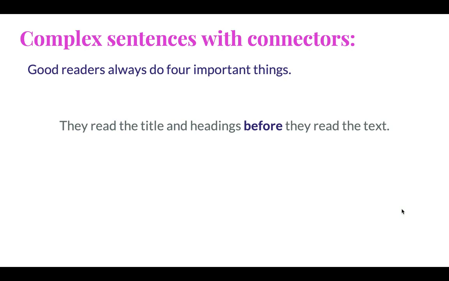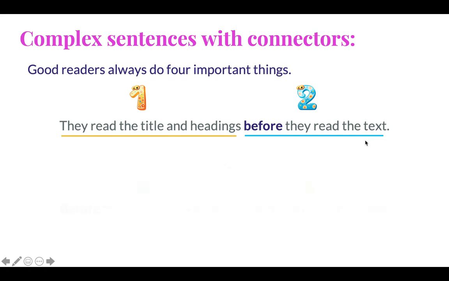In the last video, we read a paragraph about how good readers always do 4 important things. They read the title and headings before they read the text. Now there's 2 actions happening in this sentence. Can you guess which action happens first? If you guess that they read the title and headings happens first, and second, they read the text, then you're correct. And the reason we know that is because we have this time order word before. Before is going to stay connected with the second action.